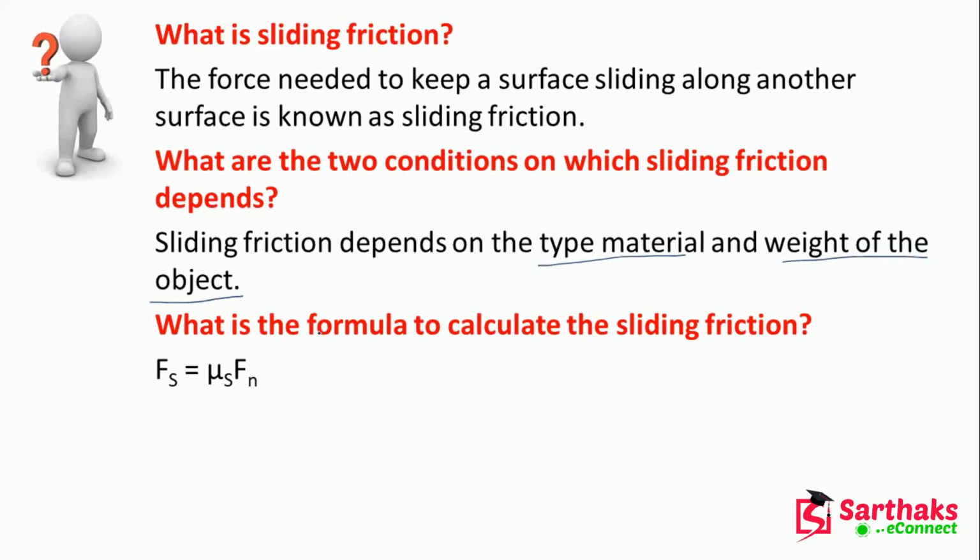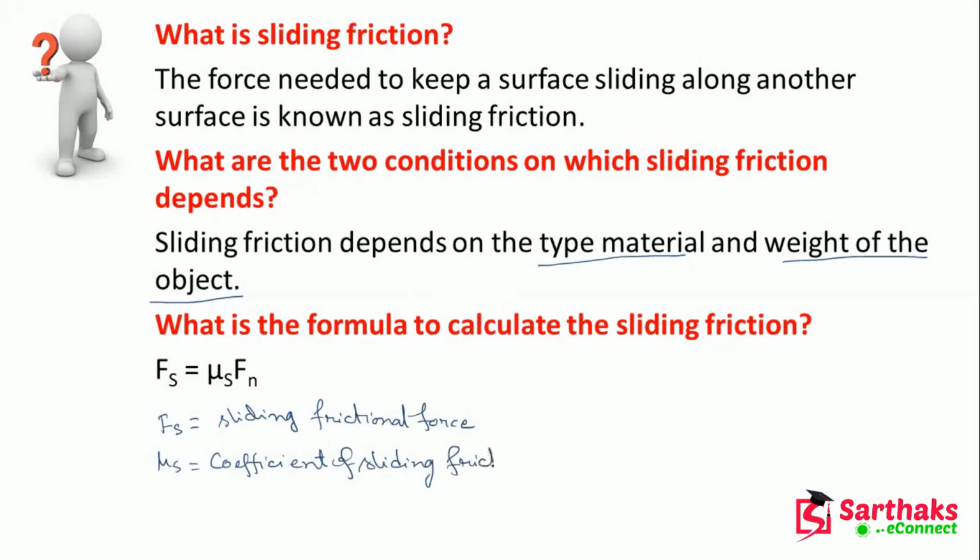What is the formula for calculating the sliding friction? That is Fs equals mu s into Fn, where Fs is the sliding frictional force, mu s is the coefficient of sliding friction, and Fn is the normal force. Okay.